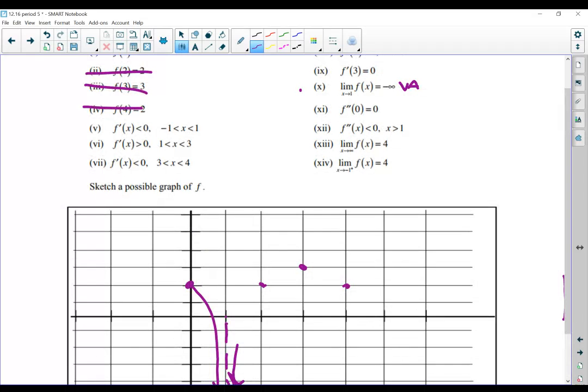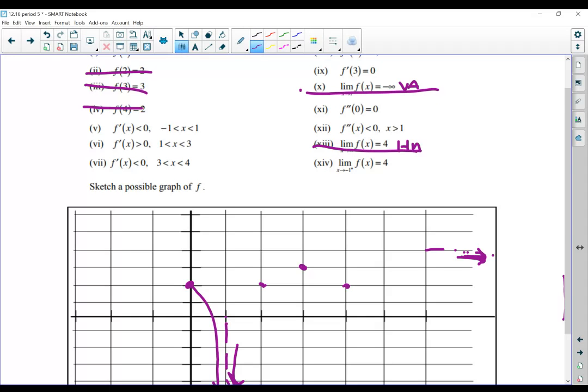Okay. The limit as x approaches infinity equals 4, so there's a horizontal asymptote on the right side. At the edge, 1, 2, 3, 4, it's approaching a height of 4. So I'm just going to draw an arrow at that height or close to that height. I'm going to erase that part. Okay, so I got that one done. I got that one done.